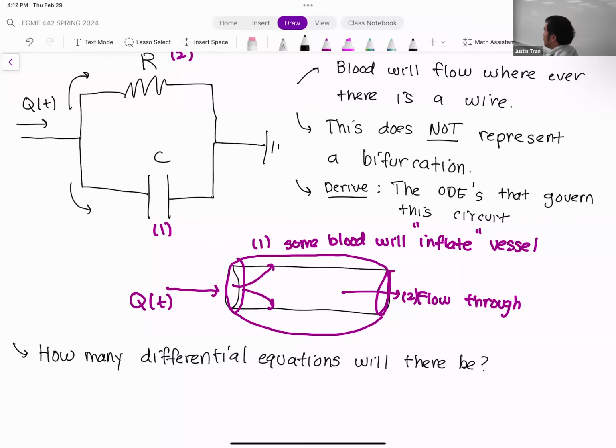Because that's an important starting point. We say derive the equations, but oftentimes there's going to be more than one. Here, there's only one, but in the next examples that we're going to do, there's going to be more. To determine how many differential equations we'll have, it depends on how many circuit elements, in particular how many capacitors and inductors we have.